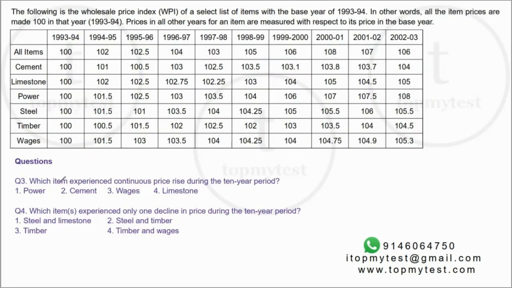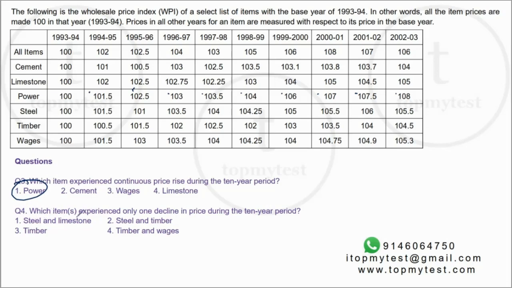All right. Third one says, which item experienced continuous price rise through the 10-year period? It's very difficult to observe it as it is. So let's look from the options. Let's look at power. Power is a rise, rise, rise, rise, rise, rise, rise, rise, rise. Okay, we got lucky. Option 1.